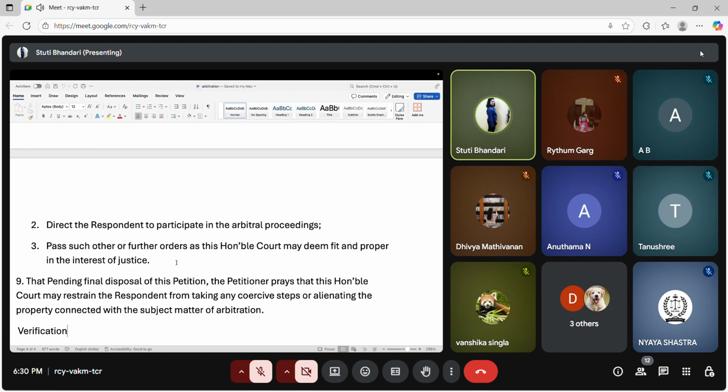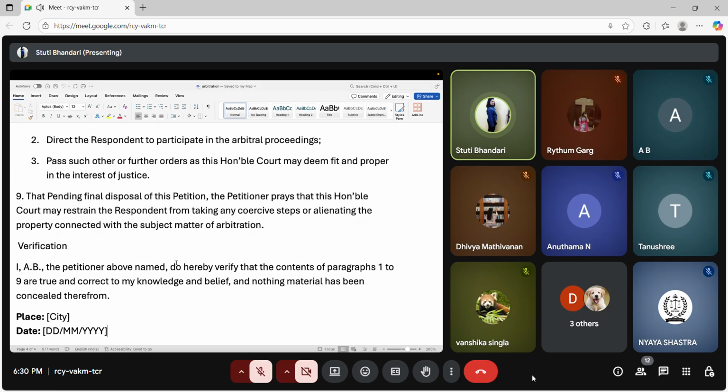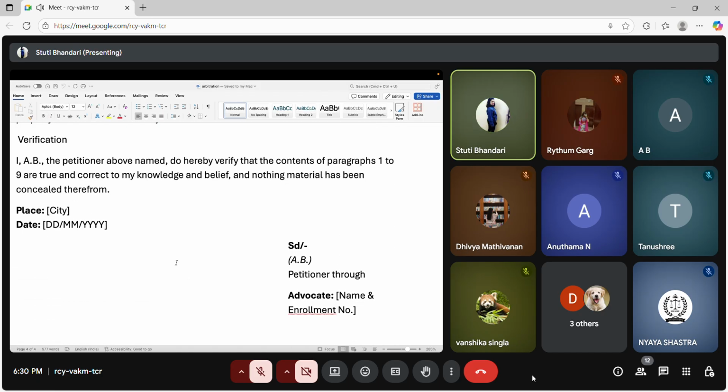Any coercive steps. So if you are filing for arbitration, you cannot file for injunction, but you can ask the court that while the arbitration is going on, can you put a stay on the respondent from taking any coercive action or filing any sort of case against me or alienating the property or selling it to someone else. So this you can put in as a subsidiary or interim relief in your arbitration proceeding. Then is the verification, then the sign through advocate. Is arbitration clear?